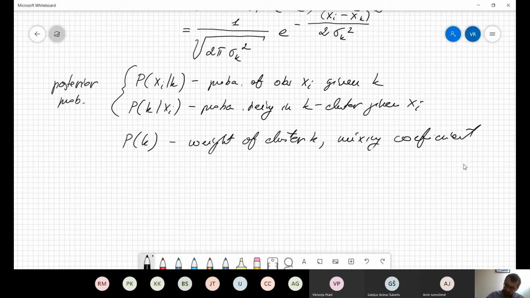And this is actually an overall probability of observing a point in K. Overall probability of observing points or samples in K. So this is basically the importance of K in the mixture.